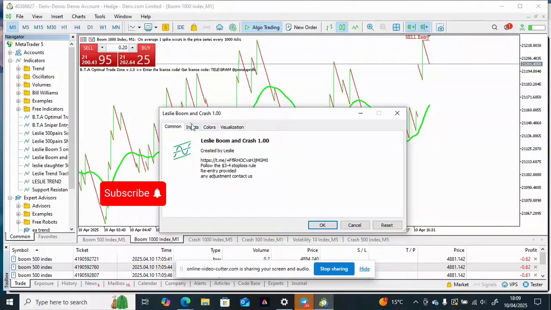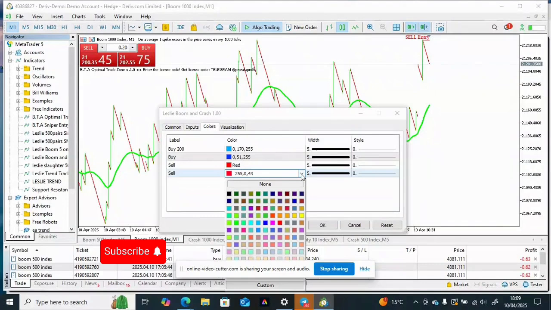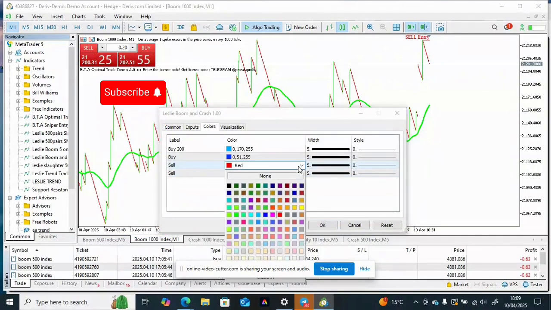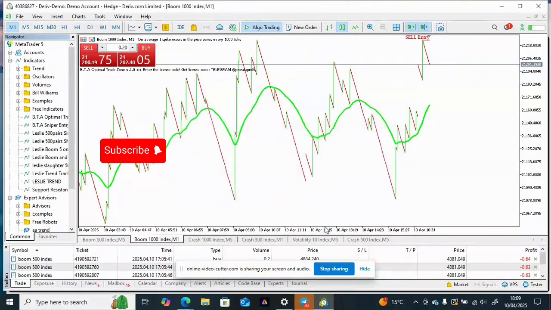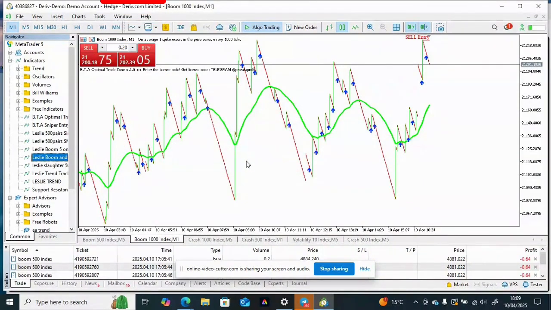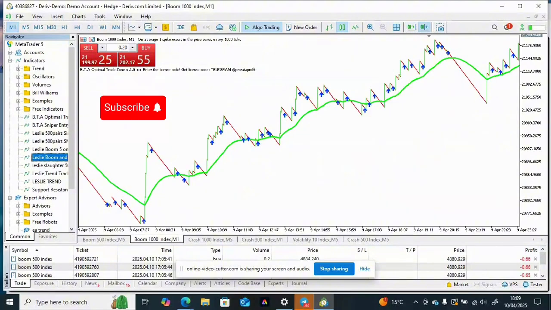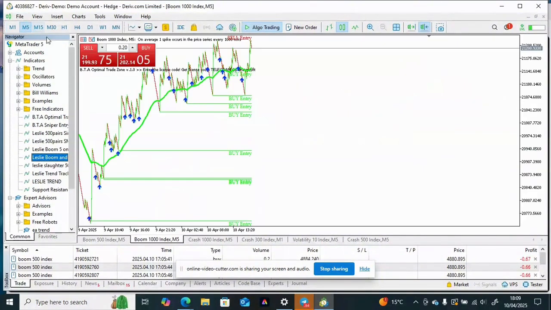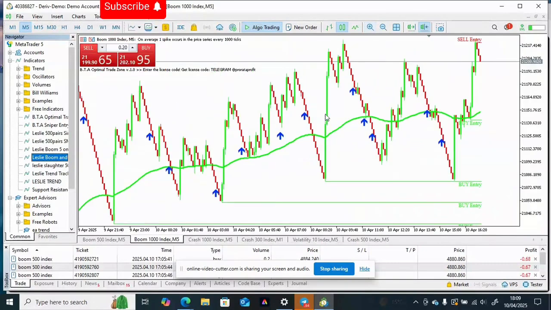So you go on inputs, you go on colors. Let's disable all the red colors, because right now we are looking forward to the market going up. So you disable all the red colors, only left with the blue colors. Now you click on OK. It is showing like this on M1, but we don't want to use it on M1 because it does not actually work on M1. That would be a gambling thing. So let's go on M5. You go on M5, you open it like this, you zoom in like that.